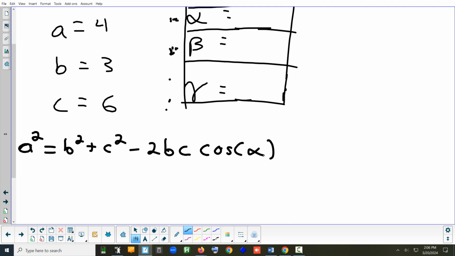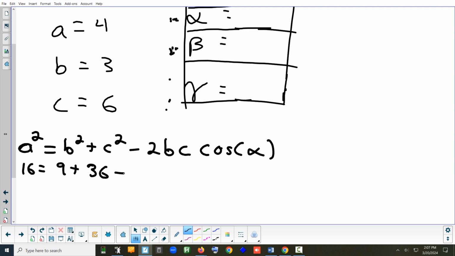Okay. So that's your formula. Now, when they give you sides, you don't have to, but a lot of times the numbers are nice, so it does make the arithmetic easier in this kind of problem. Awesome. So what's a squared? 16. B squared? 9. C squared? 36. 2 times B times C.